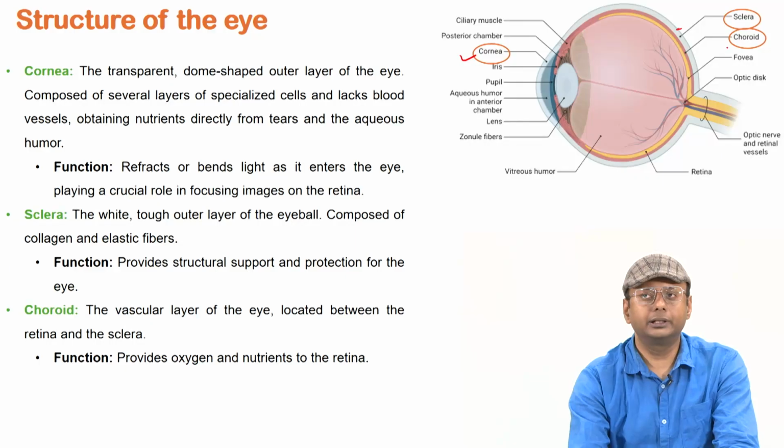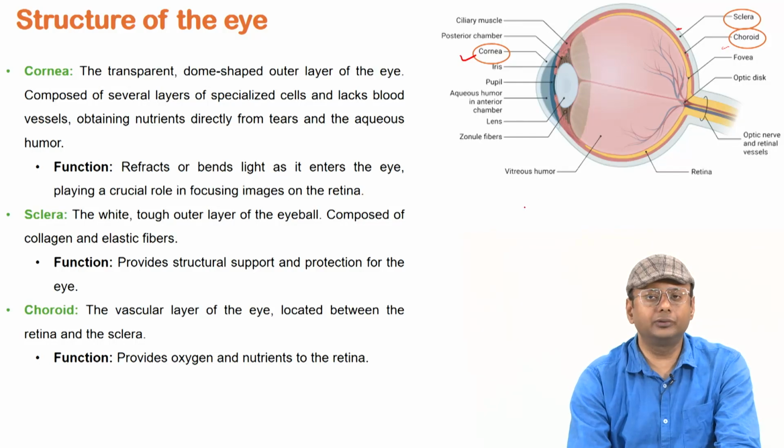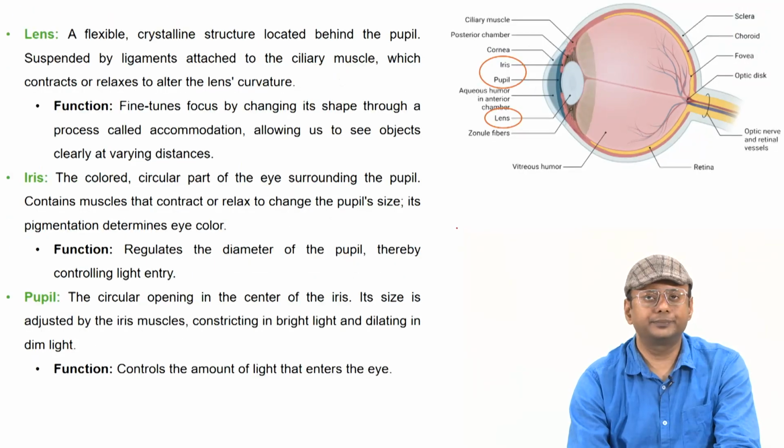Then the choroid, this part just inside the sclera. You can see this is the vascular layer of the eye. It is located between the retina and the sclera, and its function is basically to provide oxygen and nutrients to the retina.